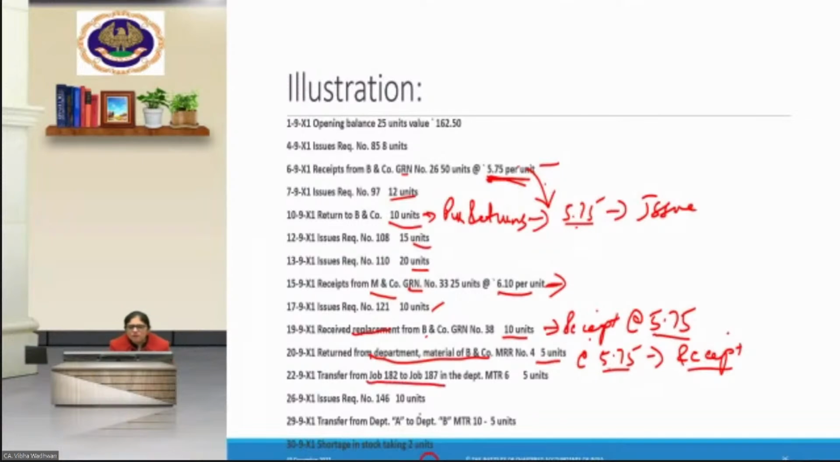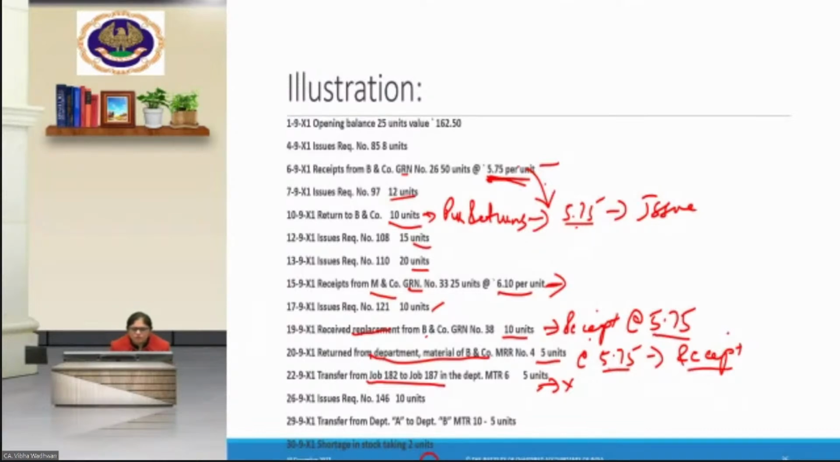Transfer from one job to another has nothing to do with stores issue. So material is transferred or shifted from one job to another. There will be no entry in the stores because stores has nothing to do with it. Stores has issued the material to a department. Within the department, if you are shifting the material from one job to another job, stores has nothing to do with it. All right, so this is a stores ledger. This is not a department ledger. So stores has nothing to do with it. No entry for 22nd of September.